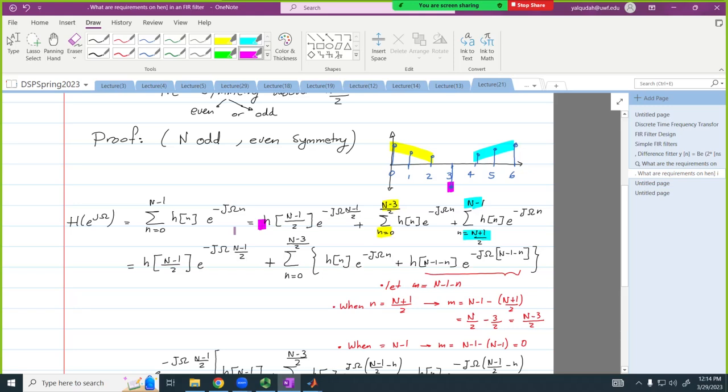Sounds good? So I broke down this summation into 3 parts. Instead of 0 to N-1, I took it from 0 to (N-3)/2. And then I took the case when it is (N-1)/2. So this represents the (N-1)/2. And then from (N+1)/2 to N-1. Sounds good? Okay, we'll finish this in the next class. I'll post it with the notes, but we'll finish it next class.